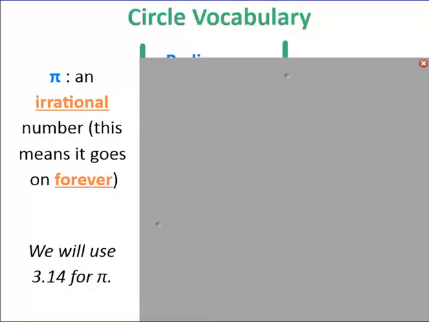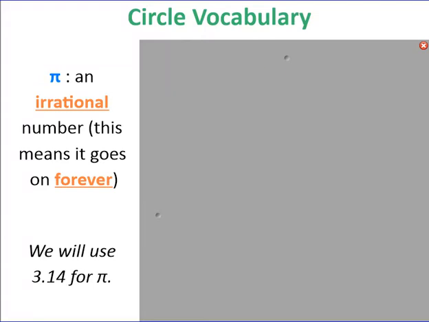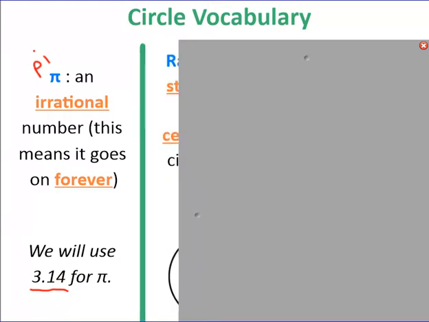The first one is pi, and you've probably heard of pi. It's a very popular math term. This right here is the symbol for pi, and the way that we write it is pi. Pi is an irrational number, and this means that it goes on forever. Now, when you're using pi to calculate, you can't possibly put the actual number in the calculator because it goes on forever. So usually what we do in math is we will use 3.14, the decimal 3.14, for pi, and that's what we're going to use.